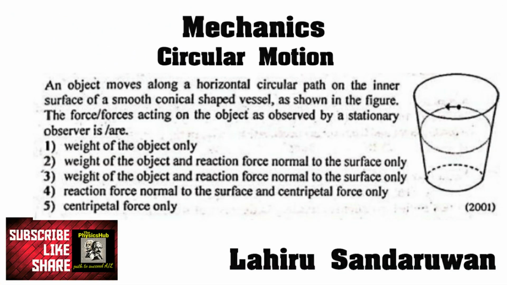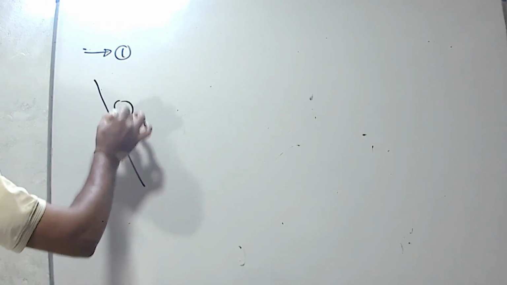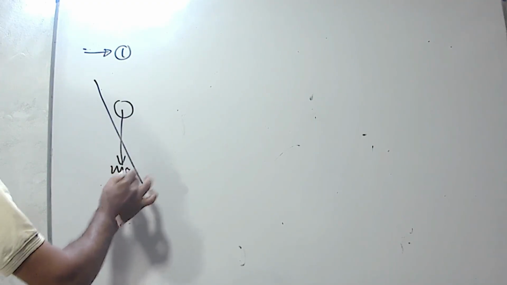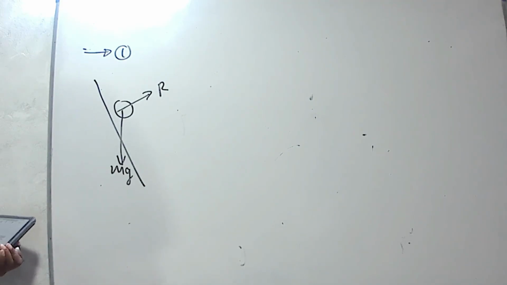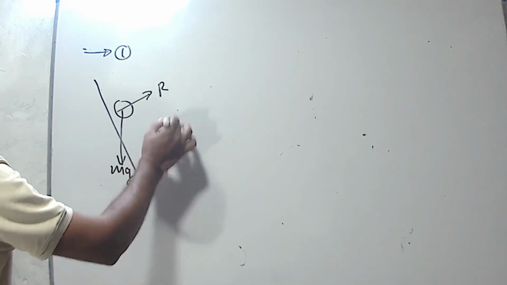An object moves along a horizontal circular path on the inner surface of a smooth conical shaped vessel as shown in the figure. The forces acting on the object as observed by the stationary observer is. When considering forces relative to the stationary observer, he could observe the weight of the object and the reaction perpendicular to the surface. Then the weight of the object and the reaction force normal to the surface only. The second one is the correct answer.